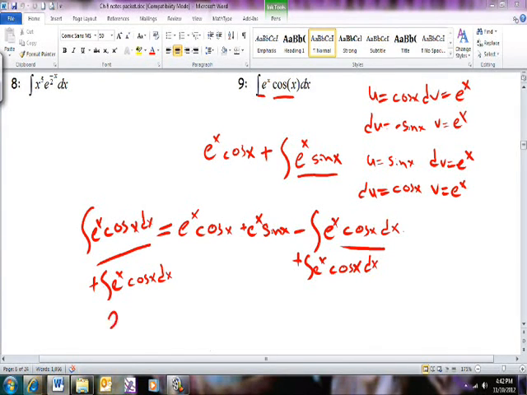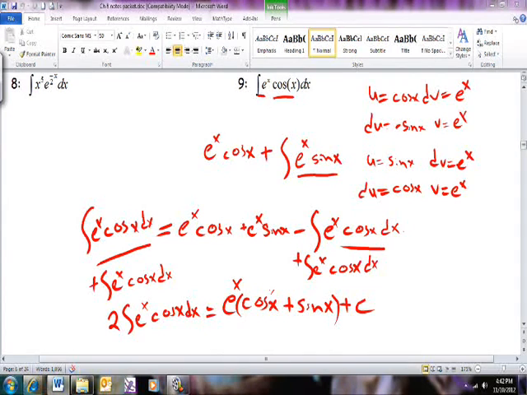And what we get is 2 integral of e to the x cosine of x dx equal to e to the x cosine of x. Well, actually, it's all this. I'm just going to pull out the e to the x so that I don't have to write it again, cosine of x plus sine of x. And then I still got a plus c somewhere in here, right? So plus c, and then what do I have to do to this? Well, I just got to divide both sides by 2.